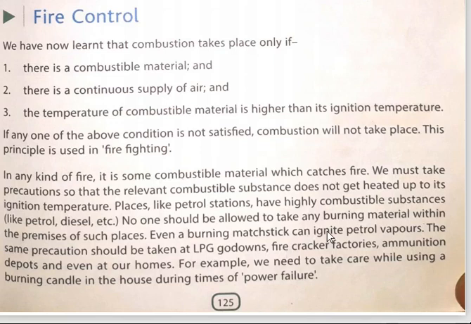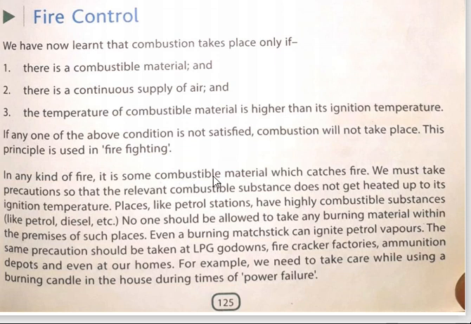Welcome back to today's online class. Today we'll discuss fire control. In the previous class we discussed the conditions of fire, or combustion. Today we'll talk about how to control fire.